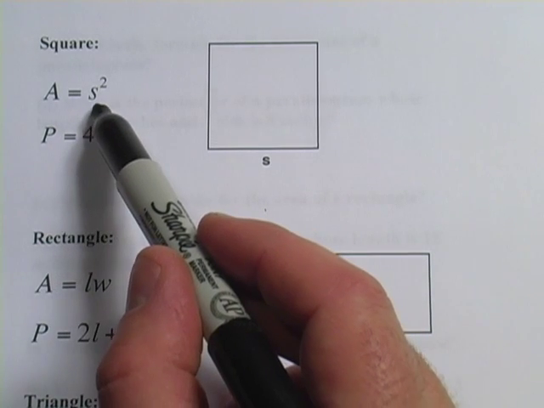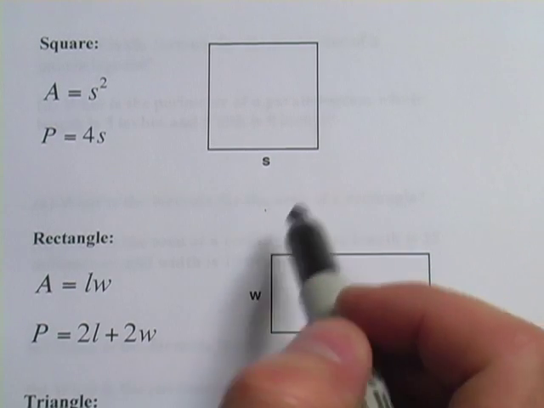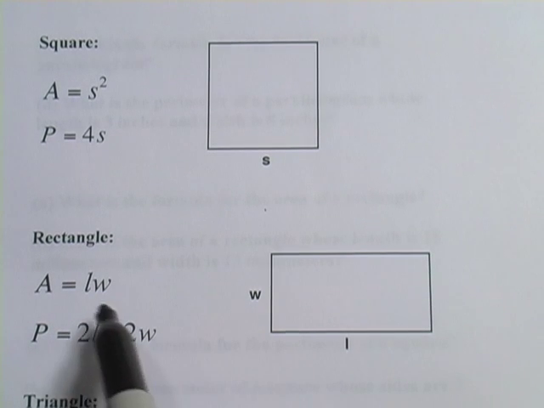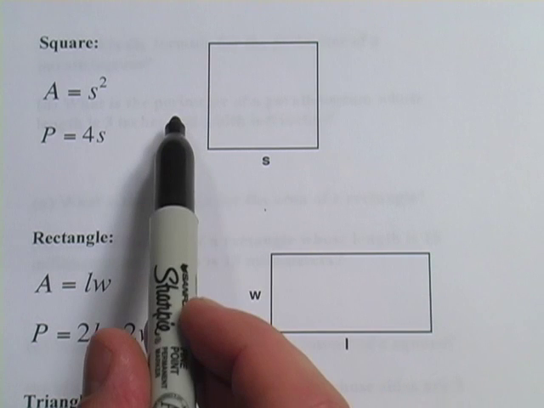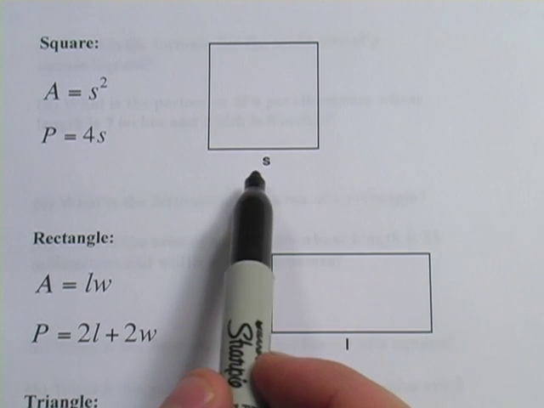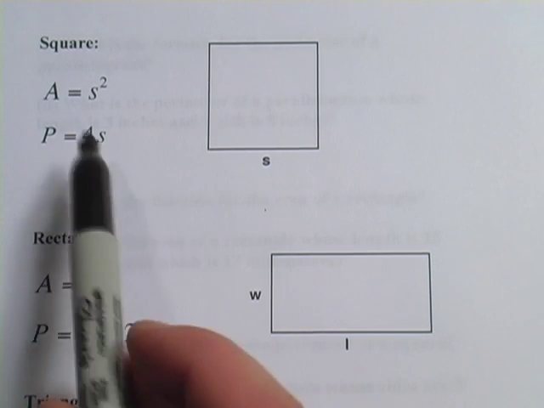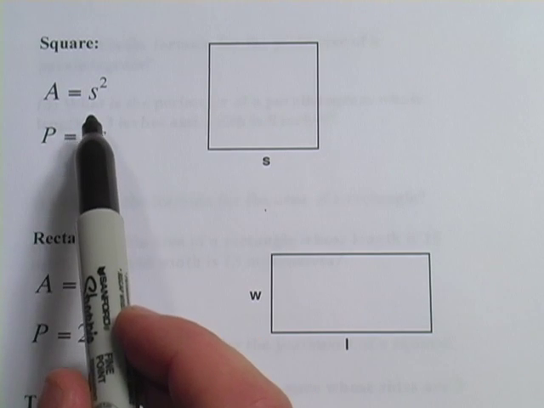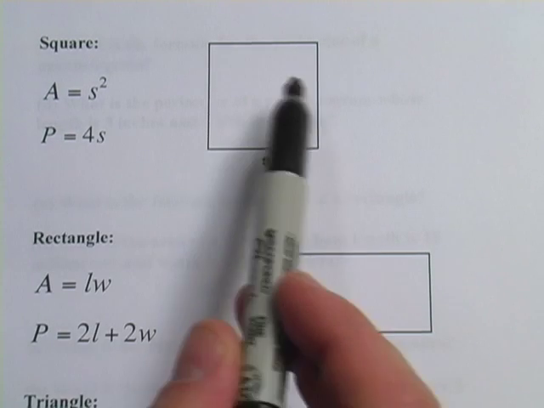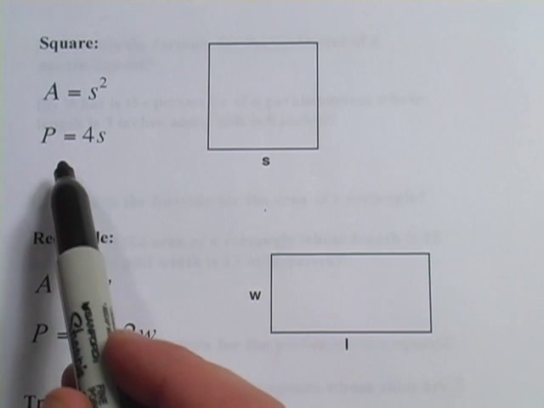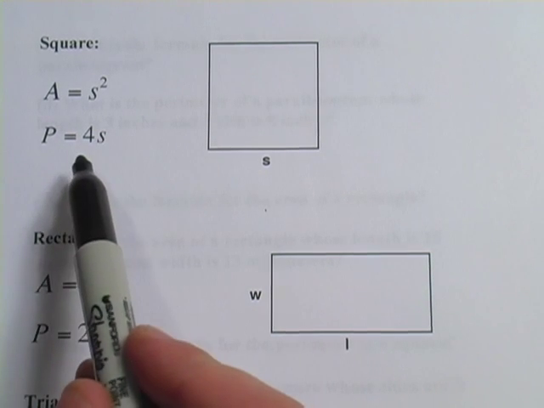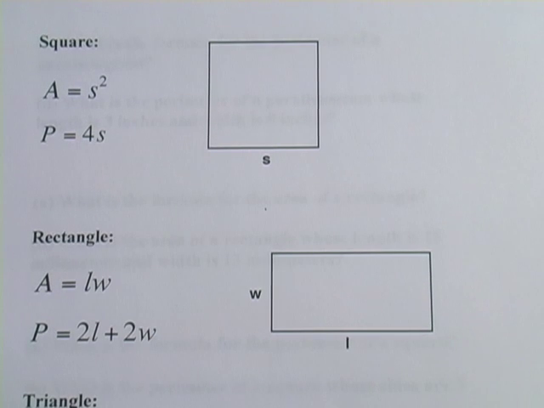The formula for the area of a square is the side squared. It's really the same formula as the area of a rectangle, length times width, except in a square, the length and the width are the same. So we just call it S, or a side, and it's S times S, or S squared. The perimeter, you add up all four sides, so it's S plus S plus S plus S, which is the same thing as 4 times S. So you have 4 S's. That's the perimeter of a square.